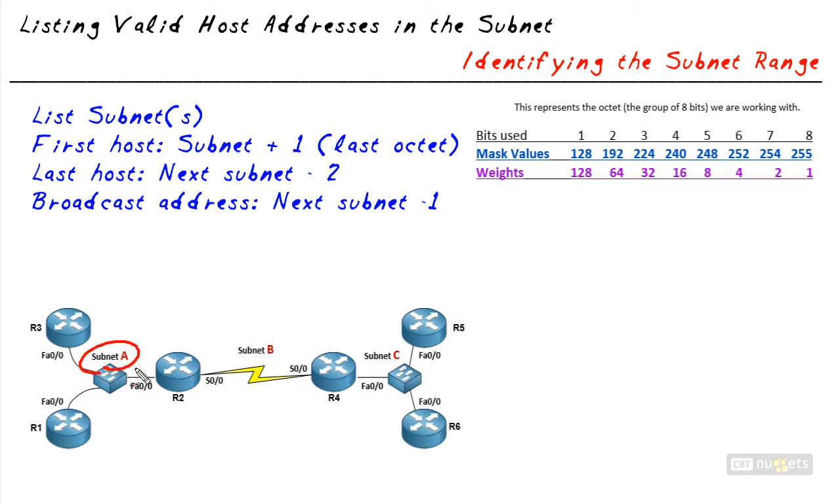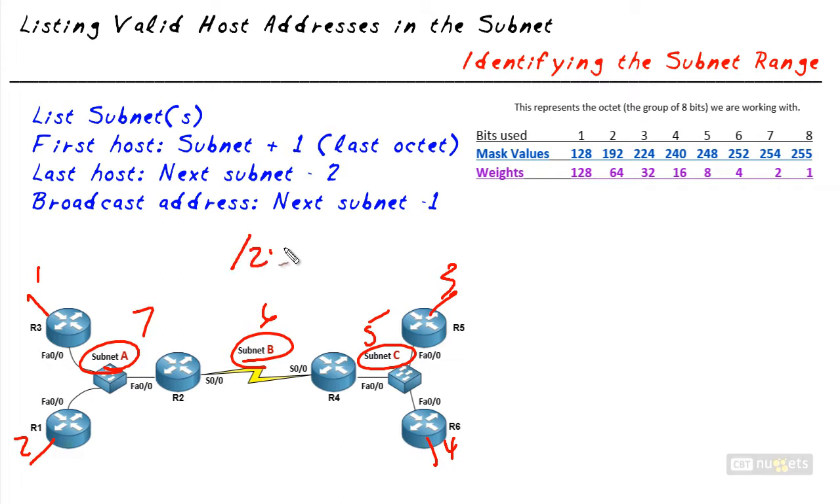We have 3 subnets that are required so far. Let's add a few more. Let's add a network out here, here, here, and here. So we'll need a total of 1, 2, 3, 4, 5, 6, 7 subnets. So let's say we have a /24 network to begin with.